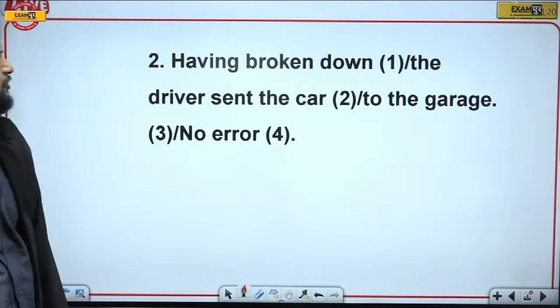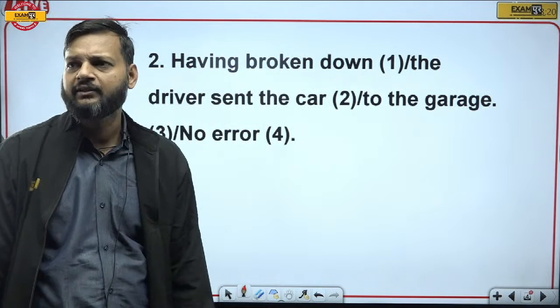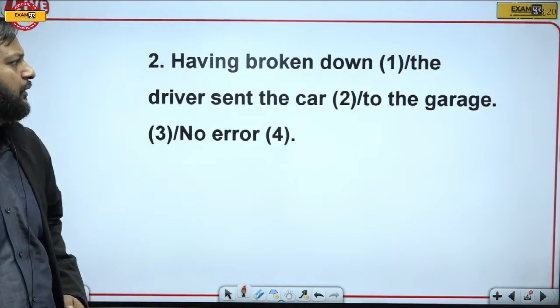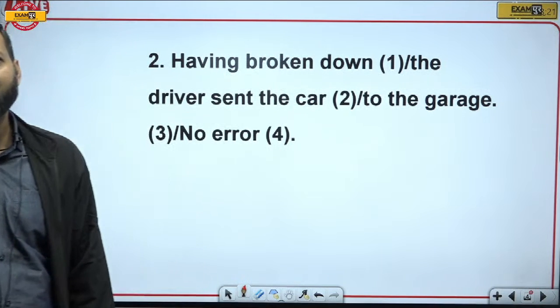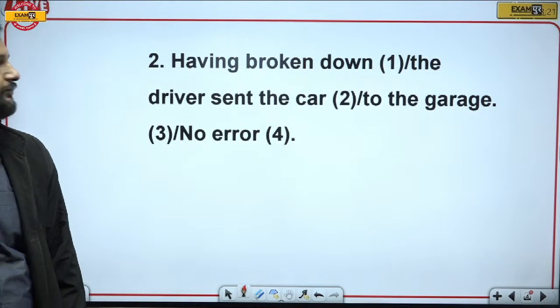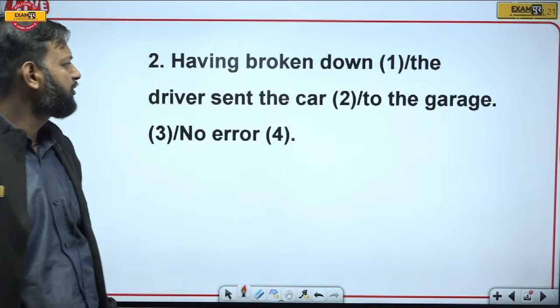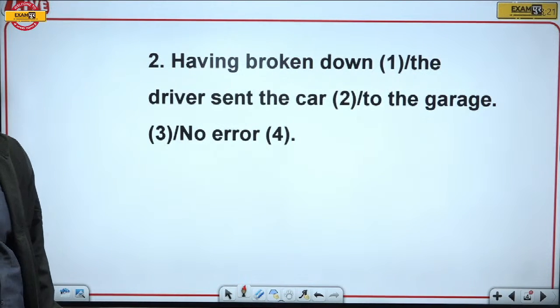Having broken down, the driver sent the car to the garage. What is the error in this sentence?